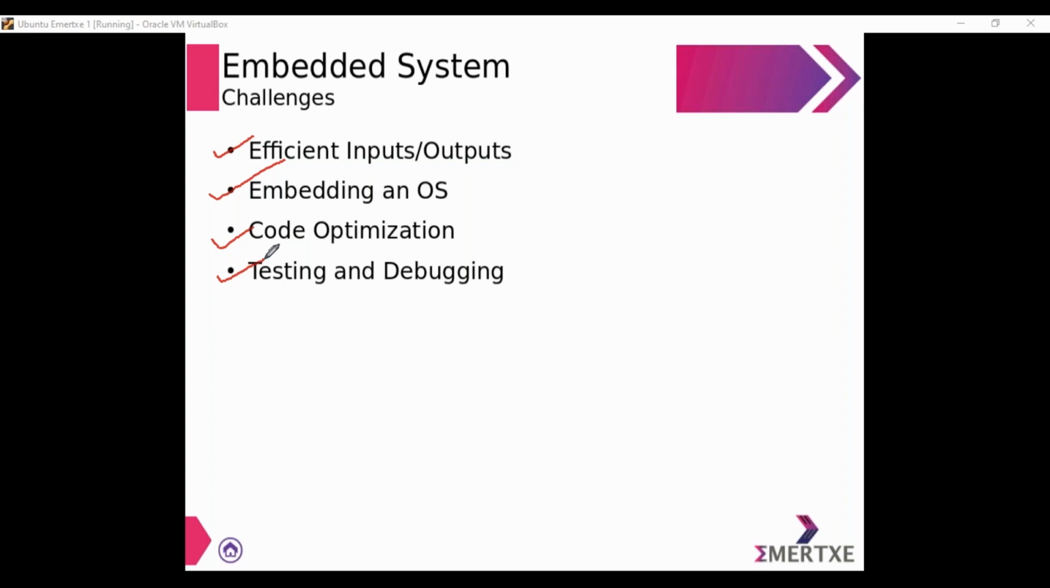And one more challenge is testing and debugging. That's a very big and very important challenge whenever you are trying to design an embedded system. Every product you design should be tested, and if there is any problem, it needs to be debugged on time. Now, one big example of testing not being properly done: have you heard of a problem with the Nano car?